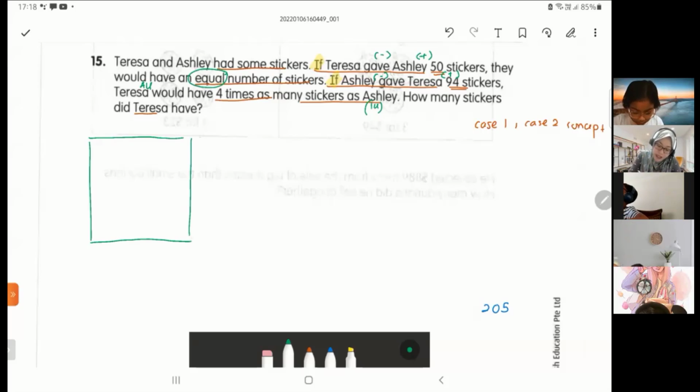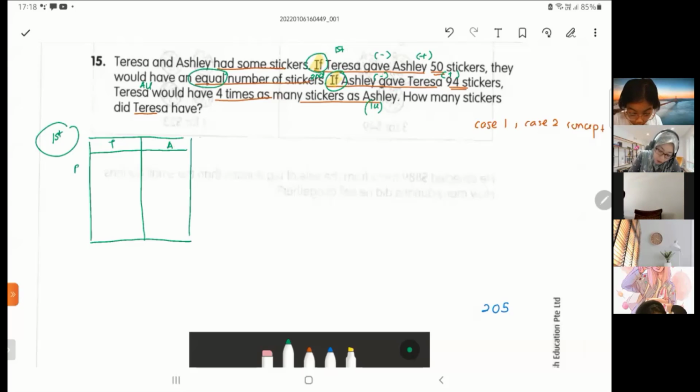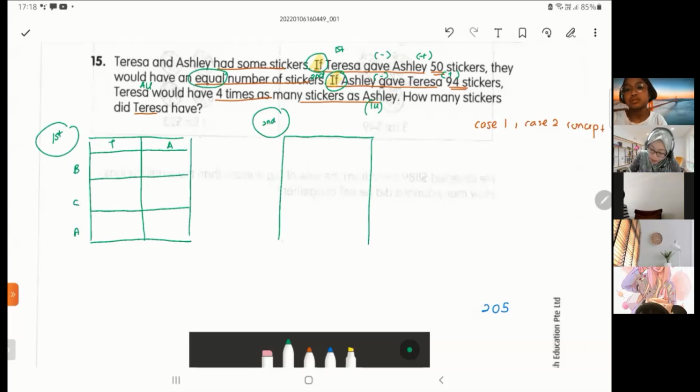Okay, Teresa and Ashley. So this is my first scenario, my first if. This is my first if. This is my second if. This is my first. Teresa, Ashley. Before, change, and after. Then I have my second if. The same table, so I can compare. Teresa, Ashley. Before, change, after.